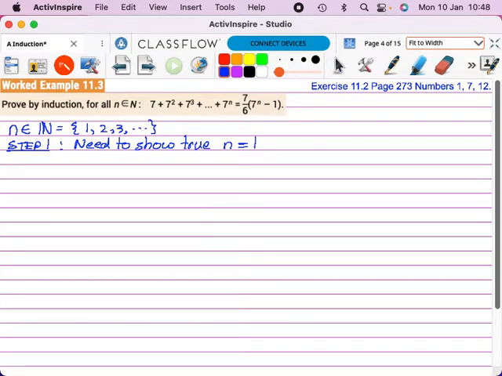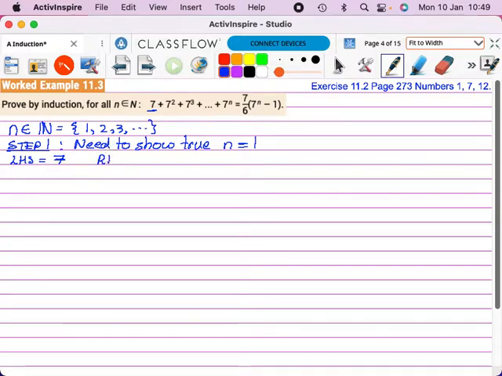When you've got n equals 1, you are only referring to the first item in a sequence. If you've got n equals 2, you will be referring to the first 2 items in the sequence. If you've got n equals 3, you will be referring to the first 3 items. And it's important that you remember that. So because it's n equals 1, we are only making reference to the first term in the sequence. So the left-hand side, when n equals 1, is just the first term, and is therefore equal to 7.